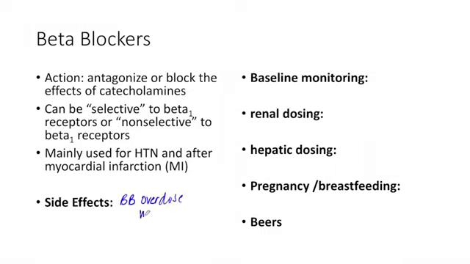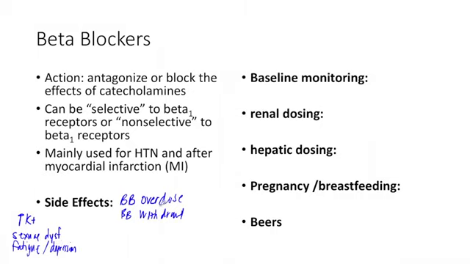And then withdrawal. So that's the big one. You cannot just withdraw beta blocker therapy. There are some other side effects that are associated with elevated potassium levels. There's some sexual dysfunction that comes with it. There is fatigue, and also depression can be associated with beta blocker therapy. So those are the ones that are not related to sympathetic blockade.